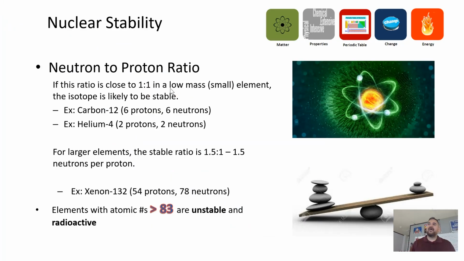So ideally, an element wants to have a 1-to-1 ratio of protons to neutrons. For every 1 proton, it would like to have 1 neutron. That's what makes small atoms neutral. Now, for larger atoms, that ratio is going to be closer to 1.5 to 1. That's not something I want you guys to know or remember. I just want y'all to have an understanding of what makes elements stable versus unstable. When they have a really close ratio of protons to neutrons, they're stable. When they have way more neutrons, that's when they're unstable.